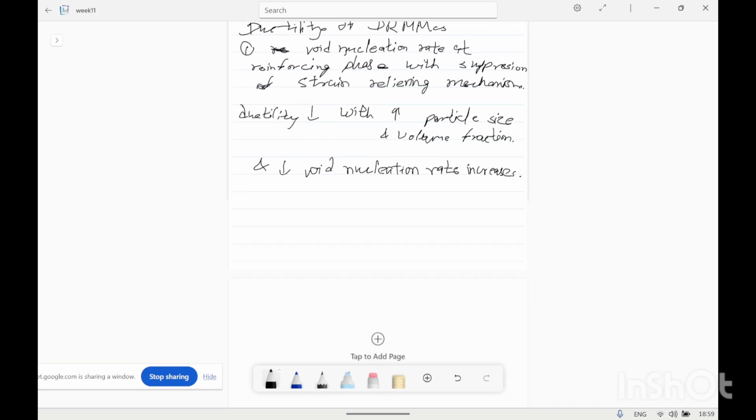So how does void coalescence happen in the matrix? As the matrix starts to deform by shear failure, voids are created, and if the matrix fails between these two particles, the shear failure will elongate the voids and void coalescence happens.